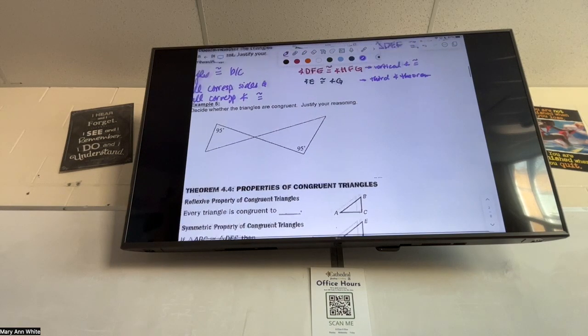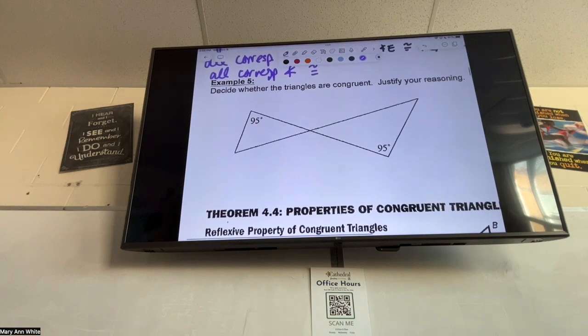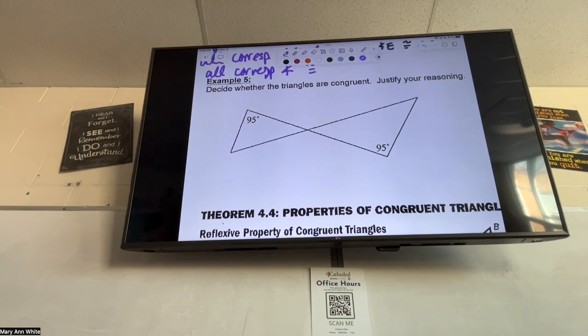All right, we're almost done. Number 5 says determine whether these triangles are congruent. Justify your reasoning. What do you know already that's congruent? And then there are 2 angles given to us, those 95s. Yeah, we can label it. Let's call it A, B, C, D, E. I wish I would have thought of a 5-letter word.